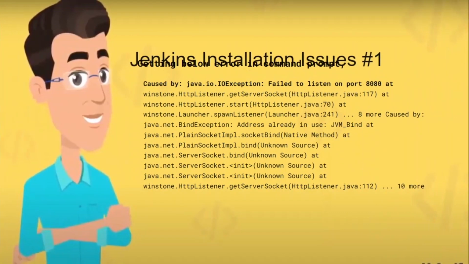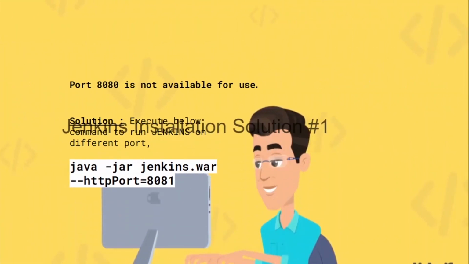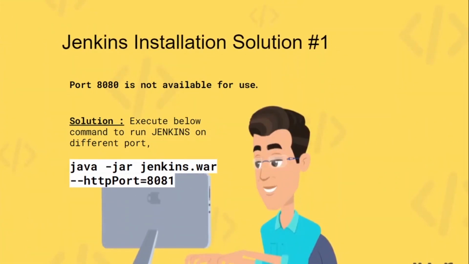The first issue is that the user gets an error where we get an exception as failed to listen to port 8080. This clearly means that the port on which we are trying to install Jenkins is either used or is not available. Let's see how we can solve this.